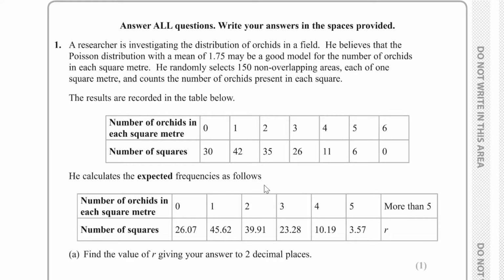Question 1. A researcher is investigating the distribution of orchids in a field. He believes that the Poisson distribution with a mean of 1.75 may be a good model for the number of orchids in each square meter. He randomly selects 150 non-overlapping areas, each of 1 square meter, and counts the number of orchids present in each square. The results are recorded in the table below. So here we have the number of orchids in each square meter, and then here we have the number of squares. He calculates the expected frequencies as follows, and those are shown here.